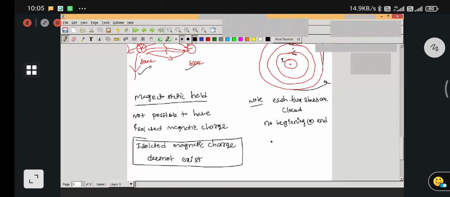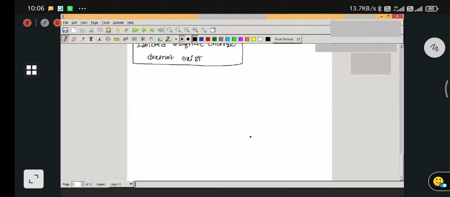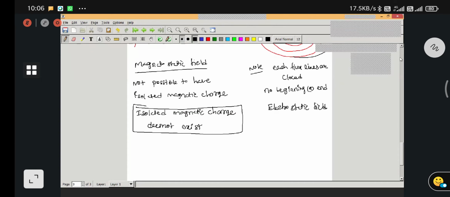In the electrostatic field, what we discuss is just for comparison, to help understanding. So, comparing electrostatics and magnetostatics: the flux, the closed surface integral of D dot dS, is equal to the charge enclosed. This is the isolated charge, obtained by using Gauss's law.